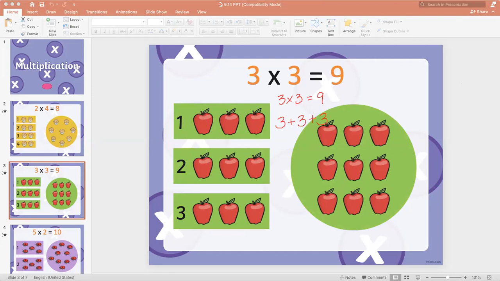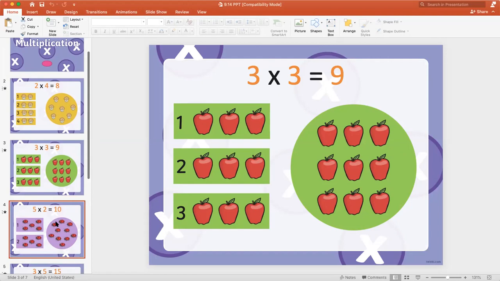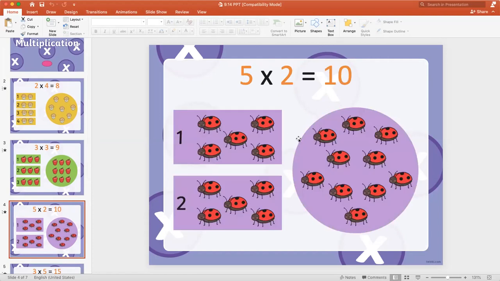Very good. Okay, now let's take a look at the ladybugs. How many sets of ladybugs are there? 2 sets of 5 ladybugs. So we can rewrite it as 5 plus 5, or 5 times 2 equals 10 ladybugs.